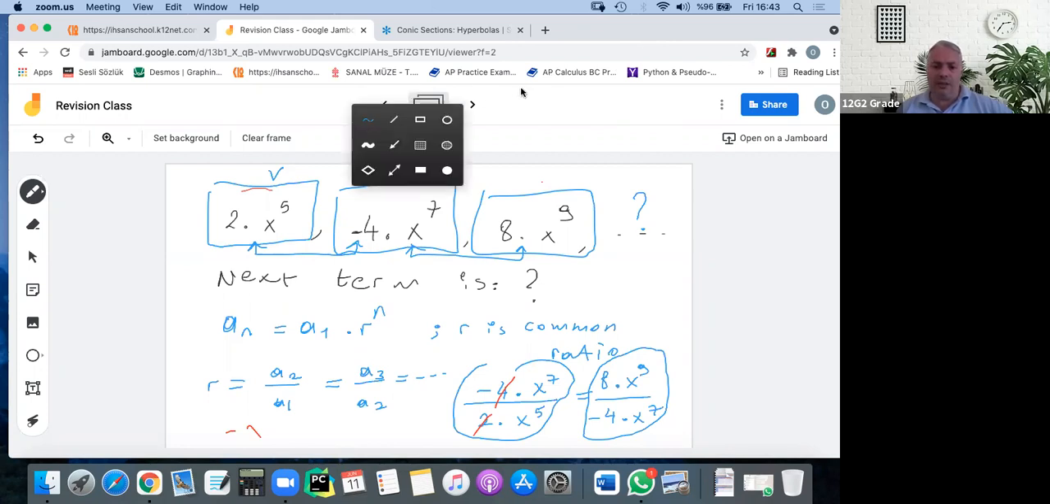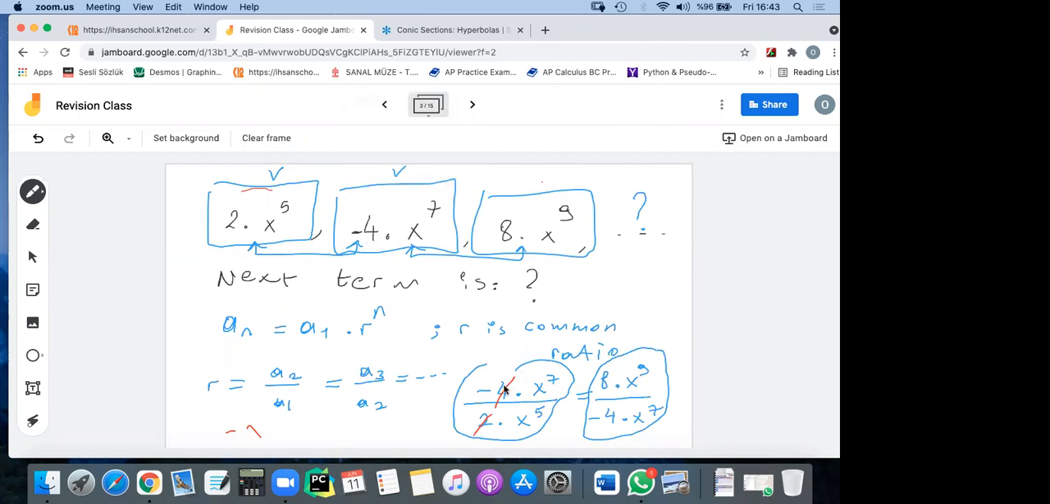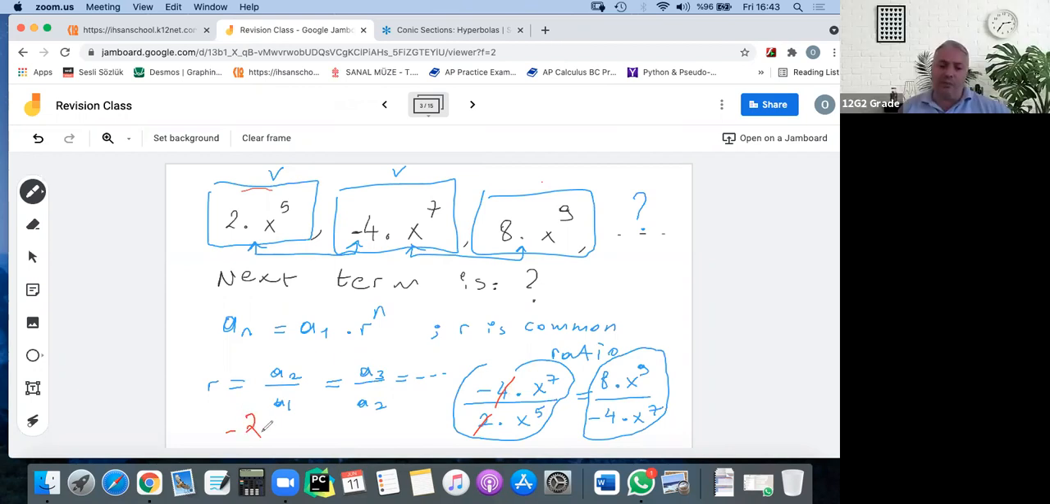Annotation and this. So let me tell you, -4 divided by 2, it will be -2. And then x to the power of 7.